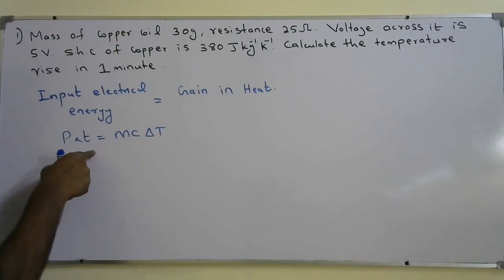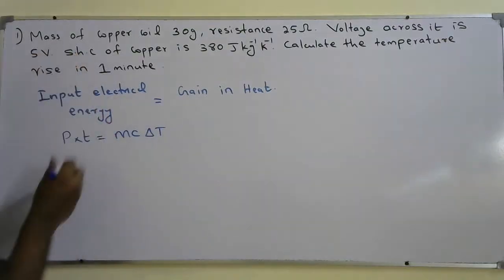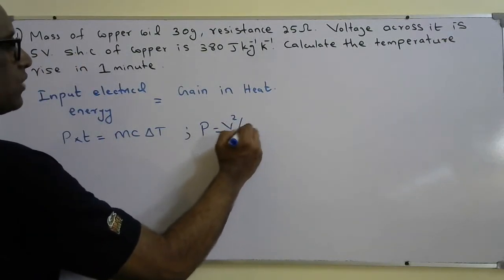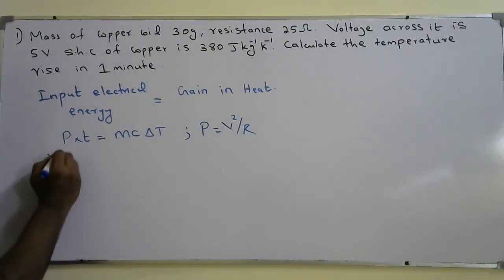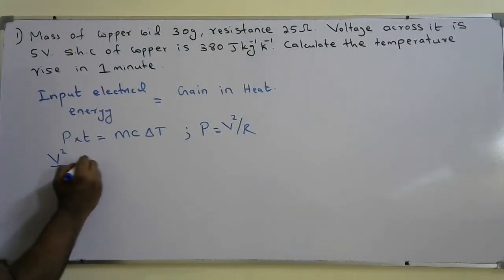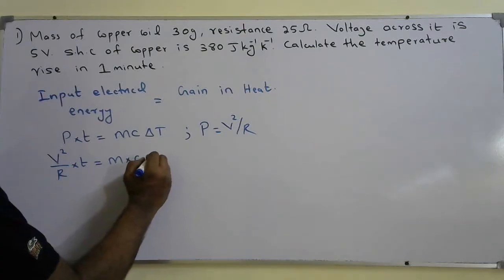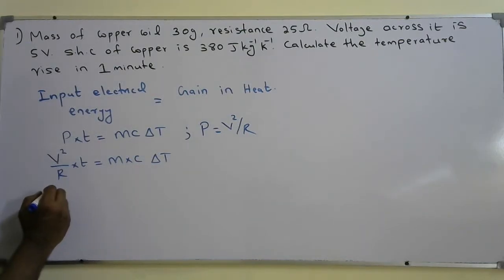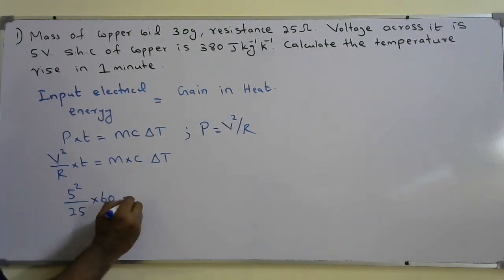Power is P equal V squared over R. You know the voltage is given, the resistance is given. You learned that in unit 2. So instead of P we can write V squared over R into t is equal to the mass of the coil into the specific heat capacity of the coil into delta T. The question is delta T. V squared, we know, is 5 squared, over R which is 25, into 60 seconds because it is 1 minute.